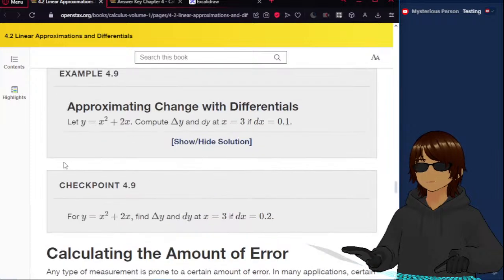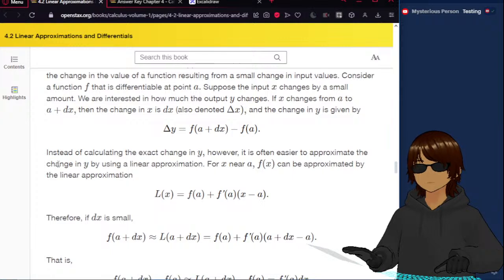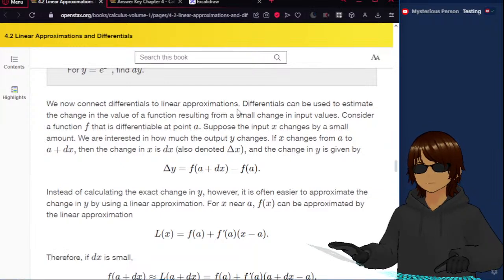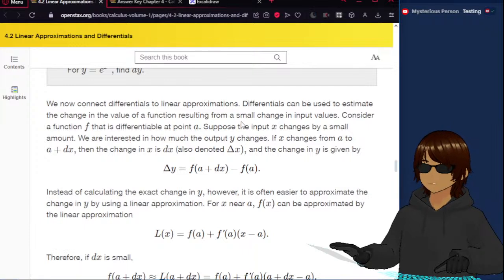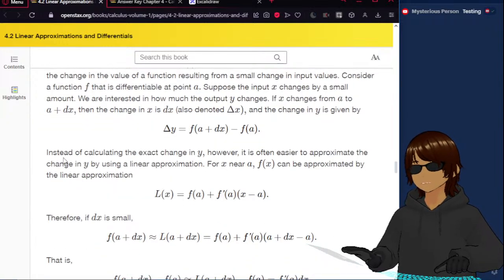Okay. Differentials can be used to estimate the change in the value of a function resulting from a small change in input values. Instead of calculating the exact change in y, however, it is often easier to approximate the change in y by using a linear approximation.